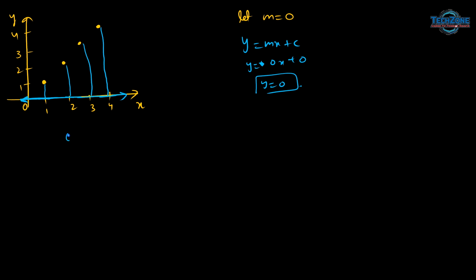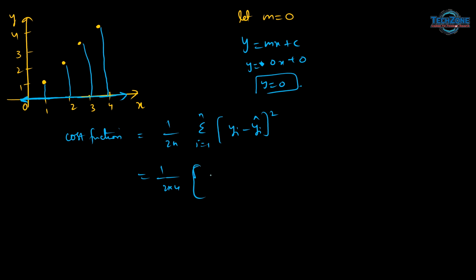So what is the cost function now? In this case, 1 by 2n sigma i equals 1 to n, y original minus y predicted whole square. So this is 1 by 2 multiplied by 4 because we have 4 points here. The original value is 1, minus the predicted value, 0. So (1 minus 0) whole square plus the original value is 2 here, but the predicted value is 0. Y values we are checking, right? So (2 minus 0) whole square. Similarly (3 minus 0) whole square and (4 minus 0) whole square.